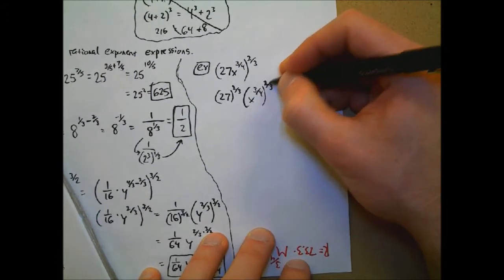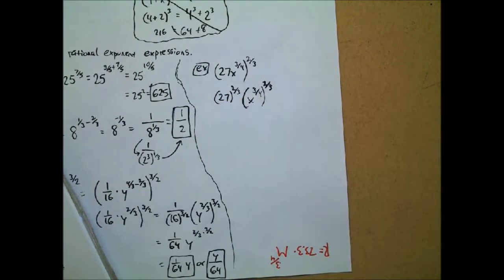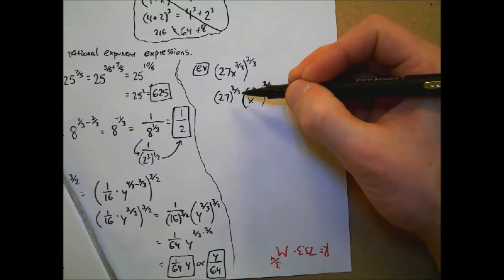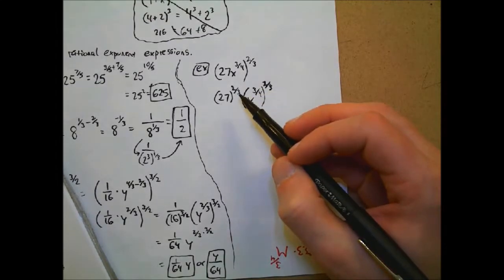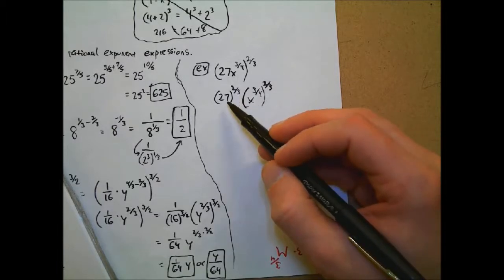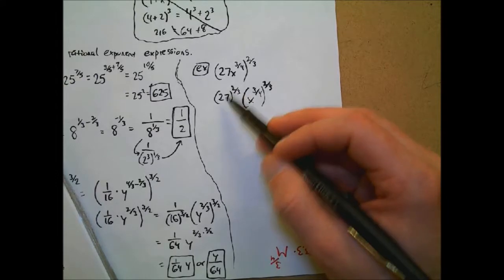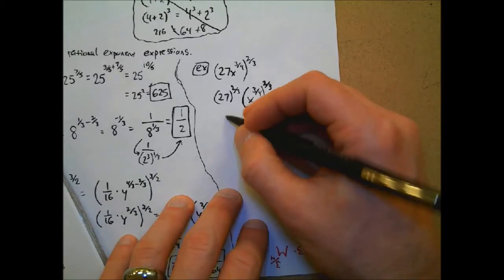So 27 to the 2/3, well, again, you can type that in your calculator if you really want to. But we can also do this mentally, right? What does the 3 in the denominator mean? Cube root. What's the cube root of 27? 3. And then the 2 means we're supposed to take that and square it. So what's 3 squared? 9. So this just simplifies down to 9. So mental math. Very easy.